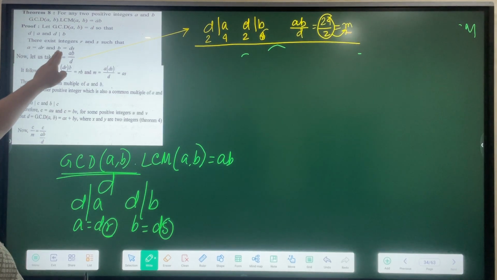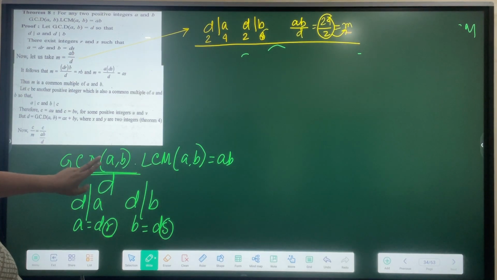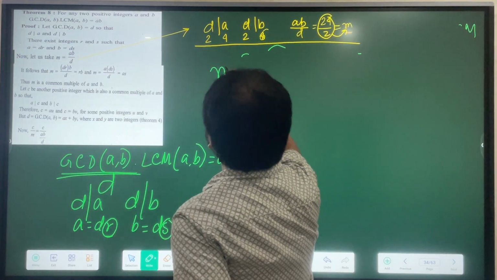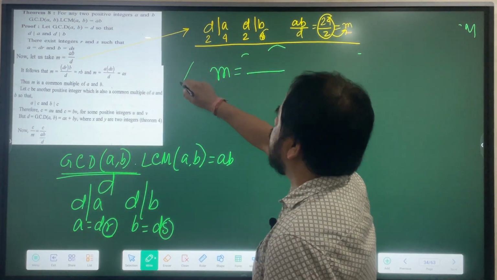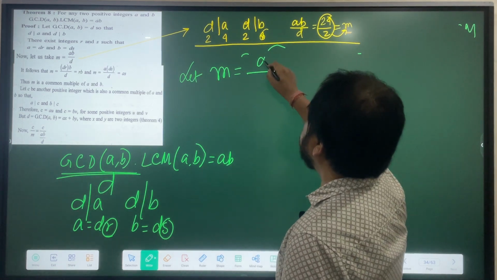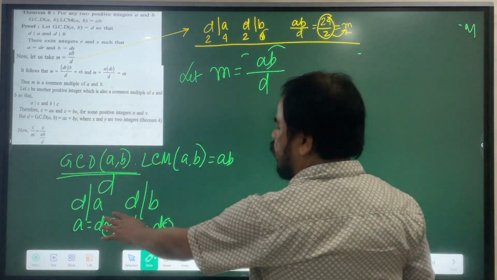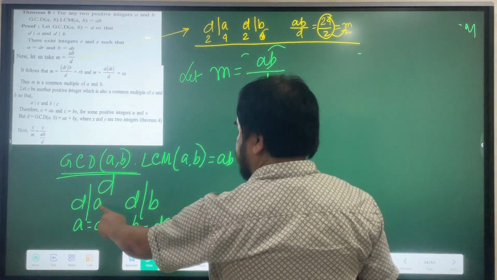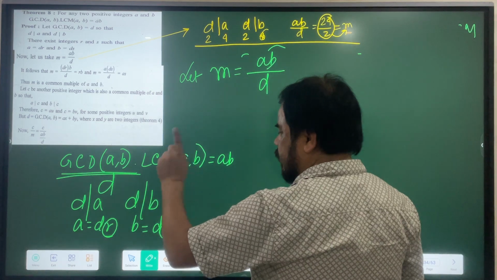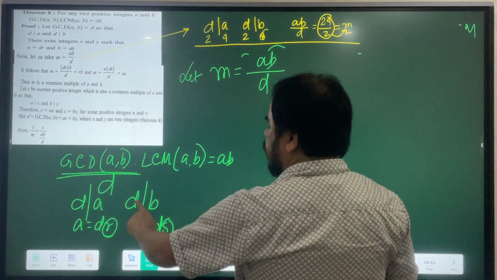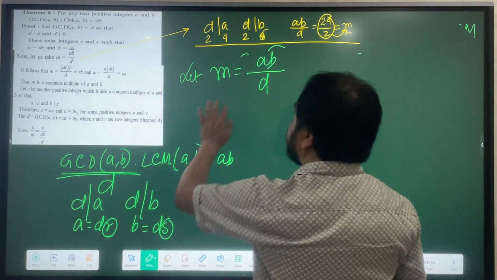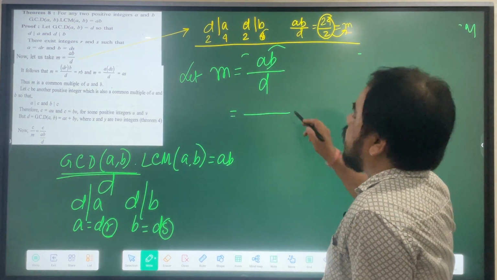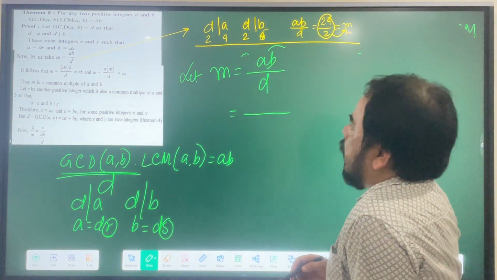So A equals dr, B equals... M is the LCM. We have already got this in the previous theorem. M we are taking on the left side, AB by D, because we know M already from the theorem. D divides A, D divides B. M is the LCM, which will be equal to AB by D. This is just the LCM. No problem for this.